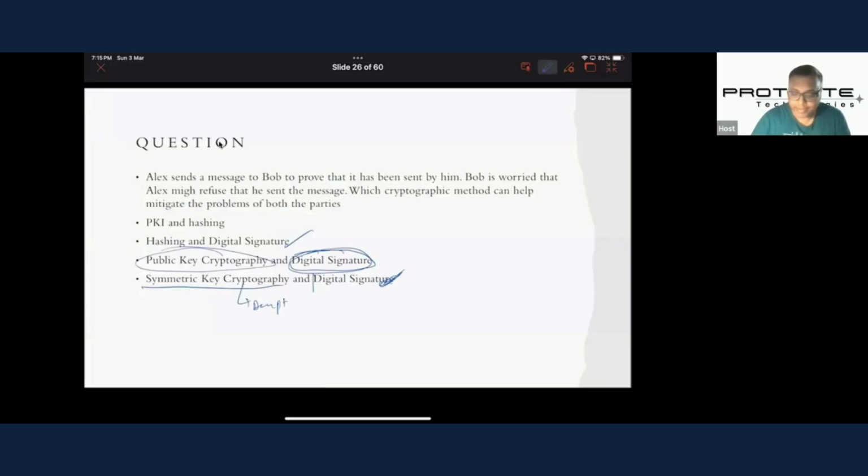So you cannot prove. Public key cryptography will help you in encrypting it and sending it. That's why digital signatures and public key cryptography will help you in establishing refusal, right?